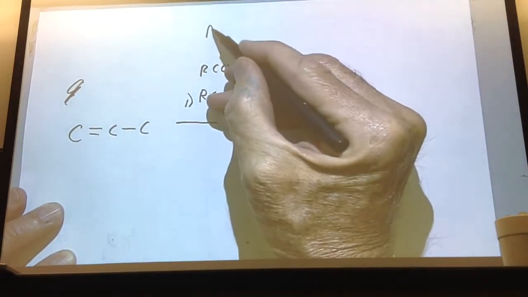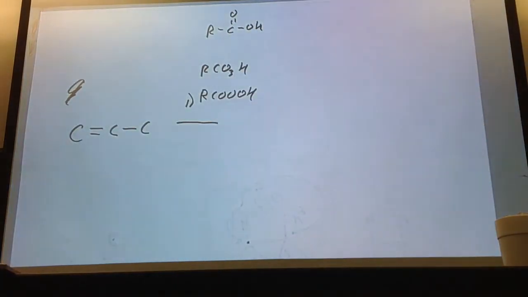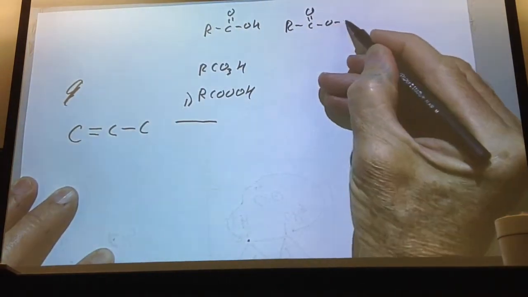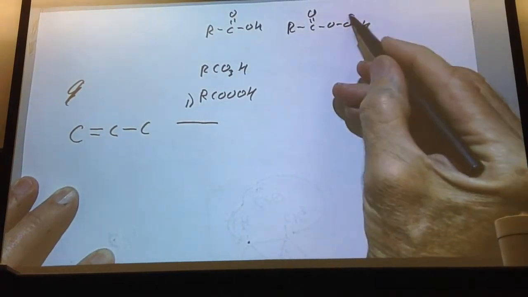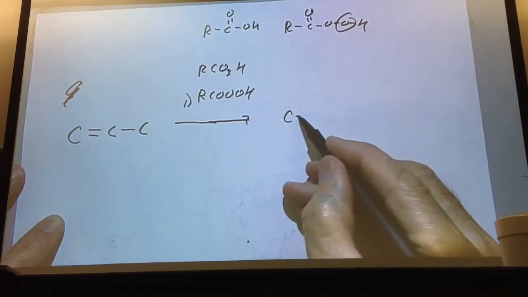So a carboxylic acid is like this. If R is H, it's formic acid. If R is CH3, it's acetic acid. If R is CH2CH3, it's propanoic acid. Anyway, that's a normal stable carboxylic acid. If you add another oxygen, then you have a peroxycarboxylic acid. And these like to give off an oxygen. So if you take a peroxycarboxylic acid, you're going to get this.